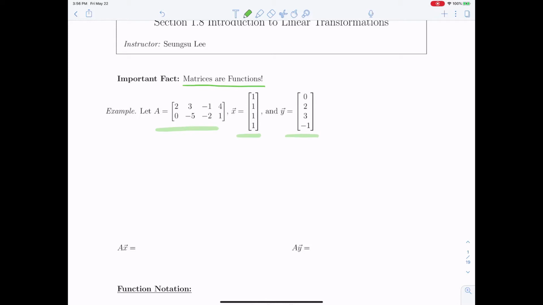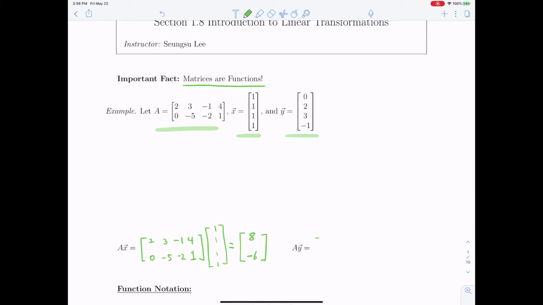Then we can certainly calculate the matrix-vector transformation. So Ax is given by 2, 3, -1, 4, 0, -5, -2, and 1, and we multiply this by 1, 1, 1, 1. Then the first row is just 2 plus 3 minus 1 plus 4, which is 8. And the second row is 0 minus 5 minus 2 plus 1, which gives you -6.